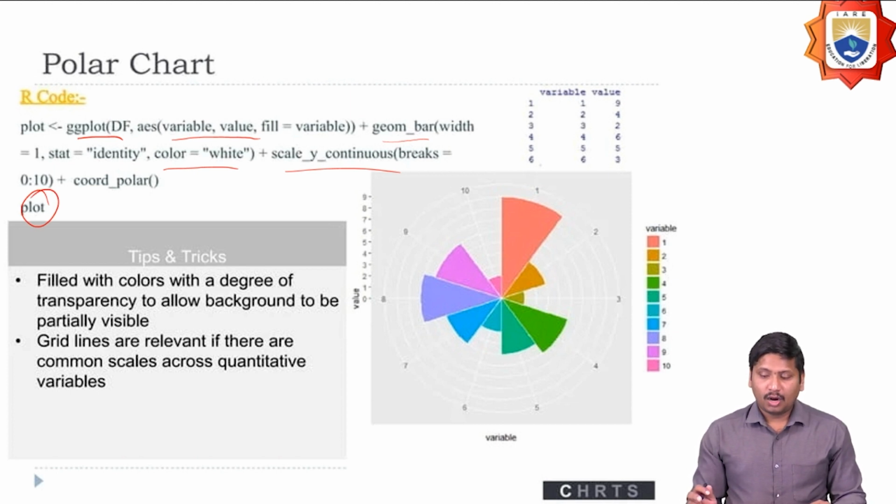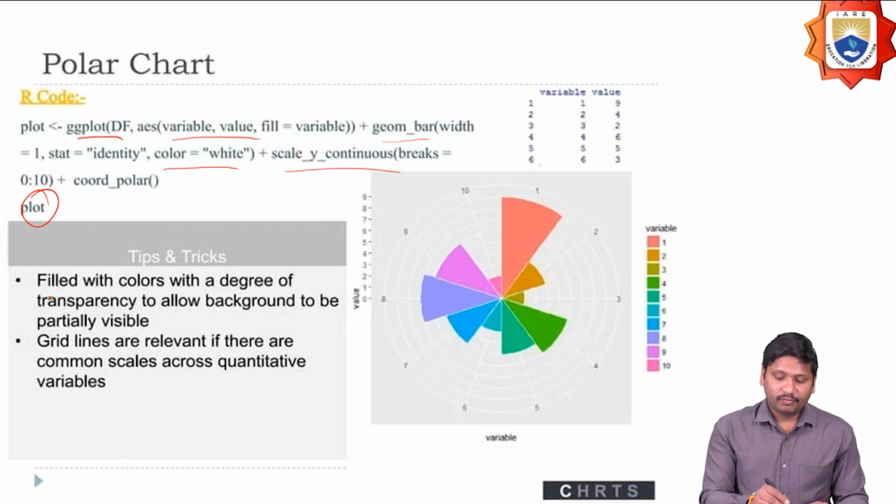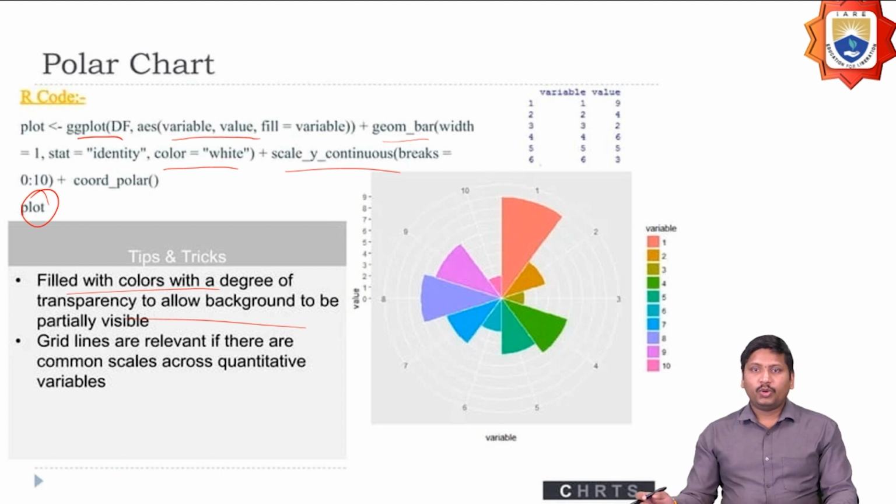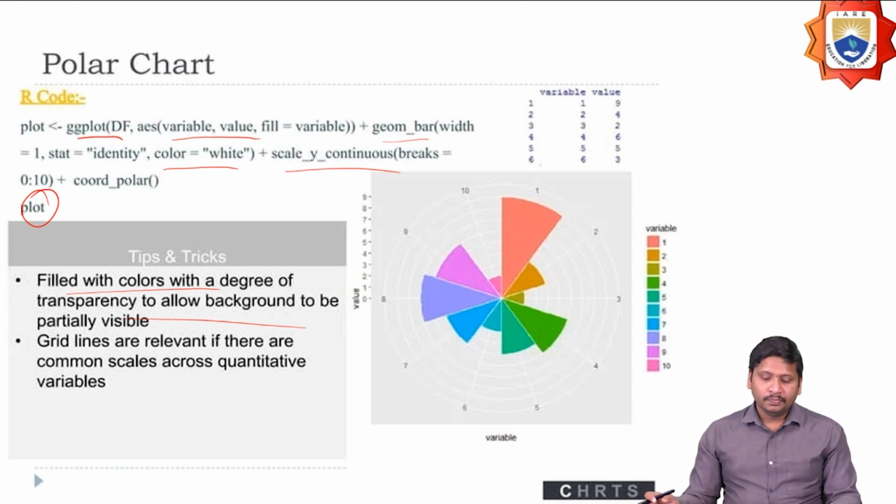What are the tips we have to follow for constructing this polar chart? Fill with colors with a degree of transparency to allow the background to be partially visible. And the grid lines are relevant if they are at common scales across the quantitative areas. So these are the tips you have to consider while representing this: fill with colors and a degree of transparency to allow the background to show, and grid lines relevant if they are common scale values across the quantitative area.